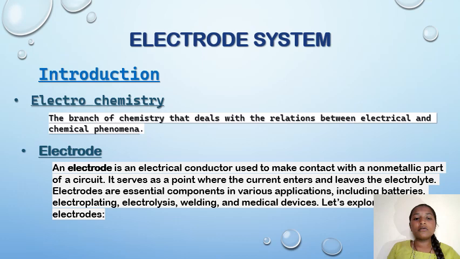First is introduction. Let us study what is meant by electrochemistry. As the name suggests, it is a relationship between the electric and chemical phenomena. Next is electrode. An electrode is a conductor which is made to contact with the non-metallic part of the circuit. It serves as a point where the current enters and leaves the electrolyte. Electrodes are very essential components in batteries, electroplating, electrolysis, welding and medical devices.